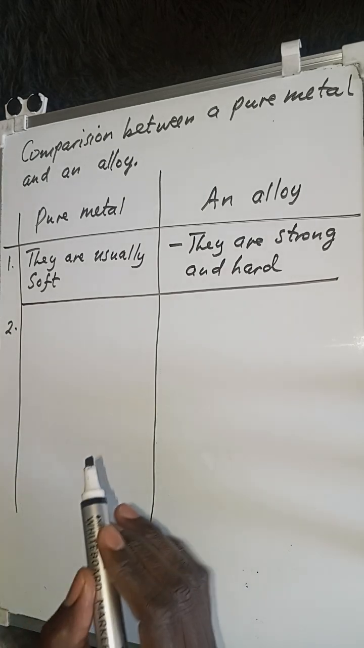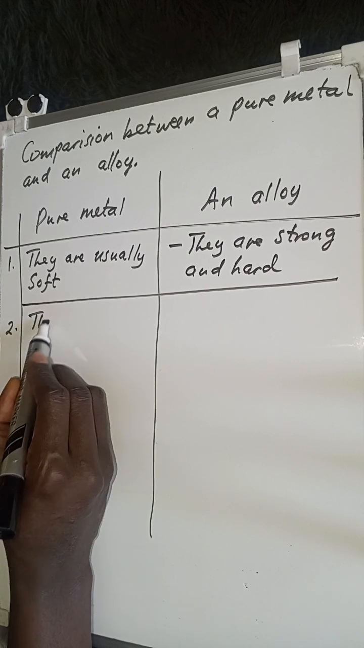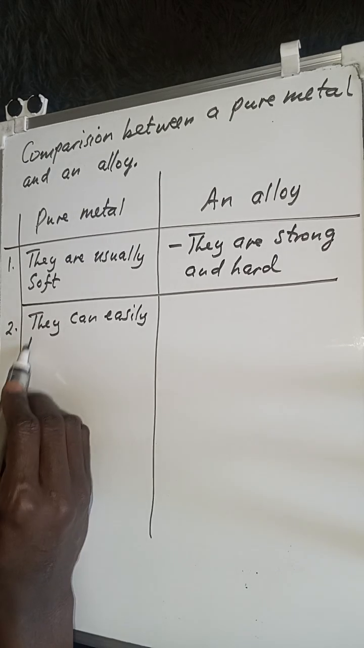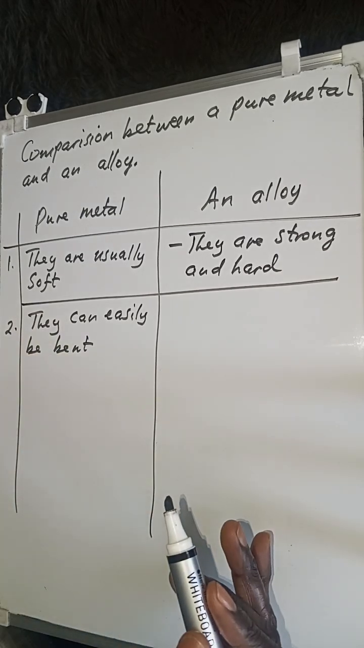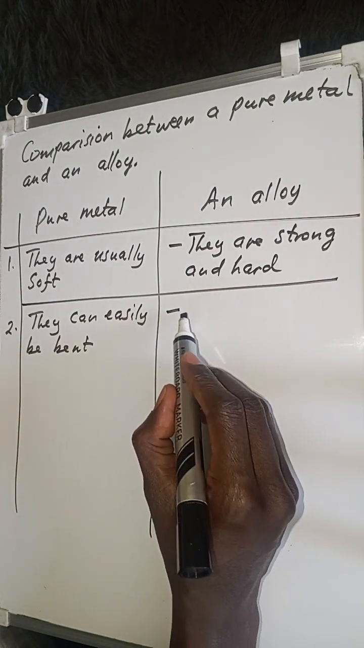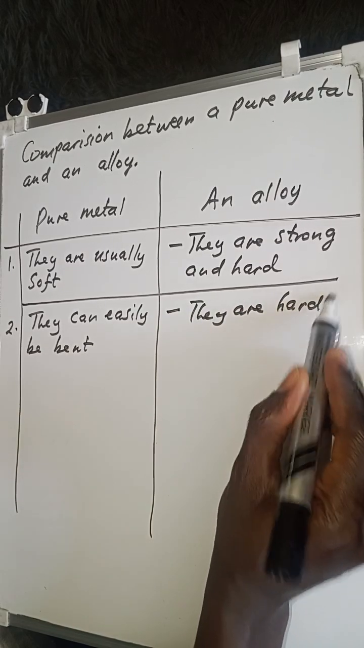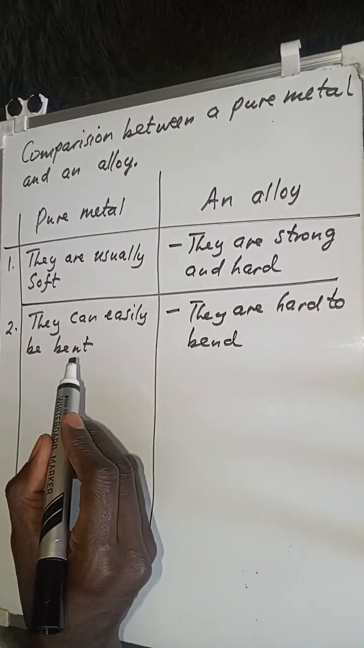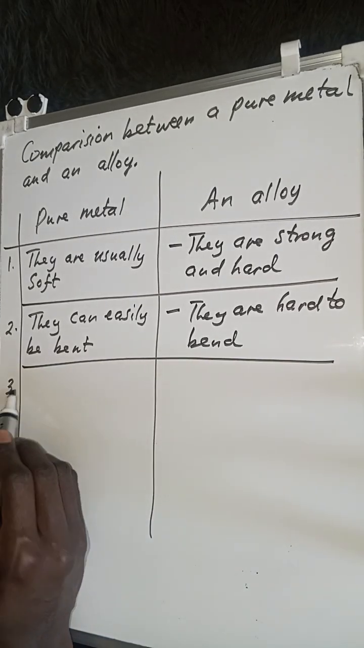Another difference that we can talk about is that pure metals can easily be bent. You can bend them very easily. But what about an alloy? We can say they are hard to bend. So pure metals can easily be bent, but alloys are hard to bend. That is what we mean.